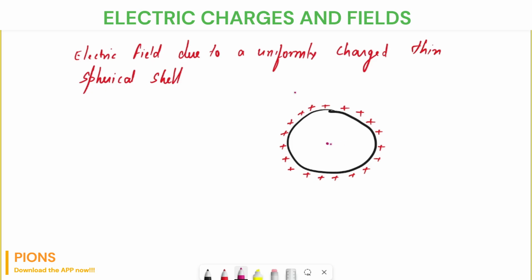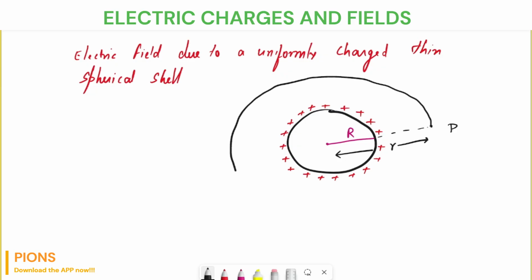And let's assume that the radius of this is capital R. If we are looking for electric field at any random point, let's say we are finding the electric field at this point, which is point P. And this point P is at a distance of small r from the midpoint, the center of this shell. Then we can imagine a Gaussian surface all around like this.